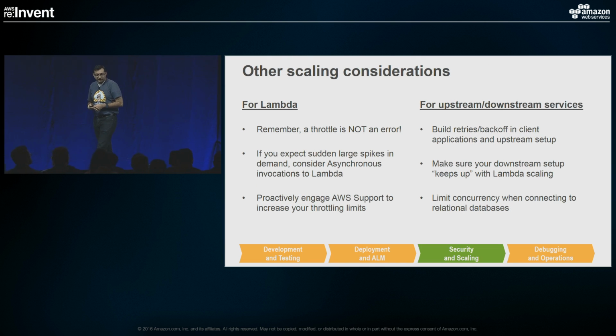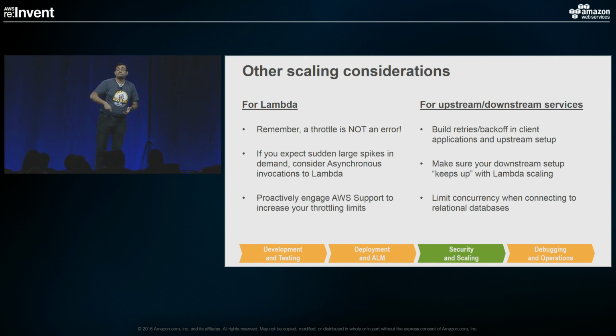Other things to think about when scaling. For Lambda itself, as we talked about, a throttle is not an error. In most cases, if you do get throttled, that just means that your processing is delayed by a few seconds. The moment the queue is emptied, you're going to be executing in real time again. So it's OK to get throttled. But if you see that you're continuously getting throttled and you're always falling behind, then you can submit a limit increase request, and we'll increase that limit for you.